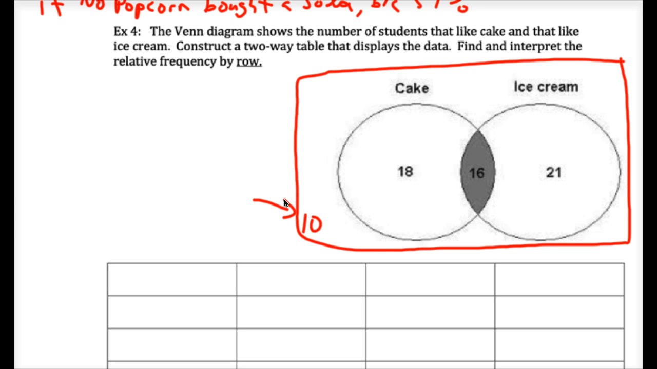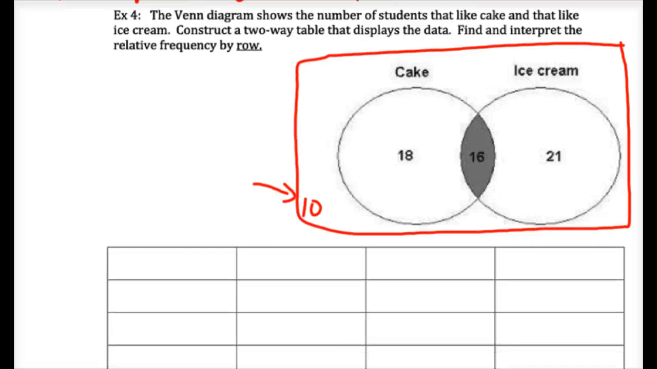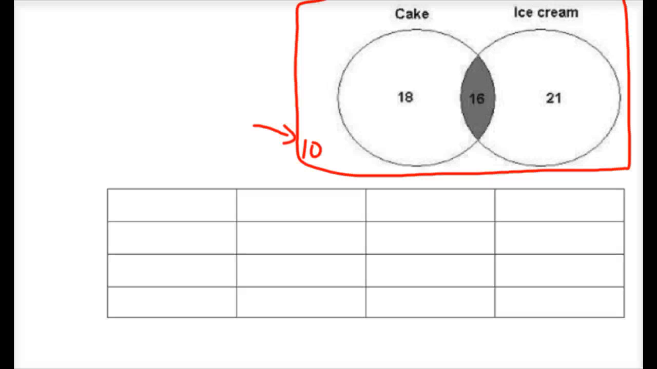The Venn diagram shows the number of students that like cake and that like ice cream. Construct a two-way table that displays the data. Find and interpret. Okay. Here's the deal. From this, see if you can fill in a two-way table. You guys want to do cake across the top? All right, let's do cake. Or what's your other option? No cake. Those are your choices. You either like cake or you don't like cake. There's no degree of it.